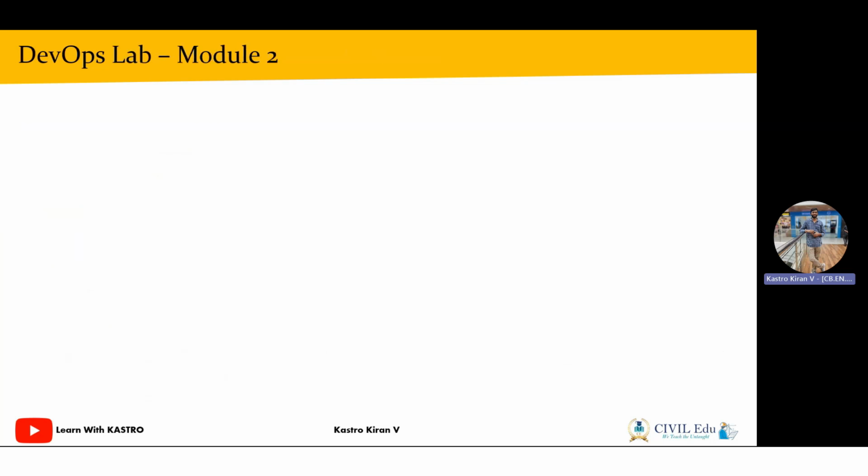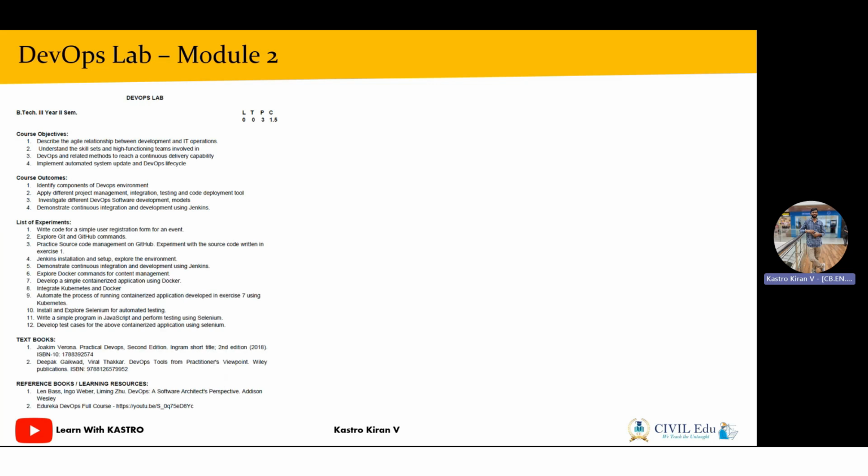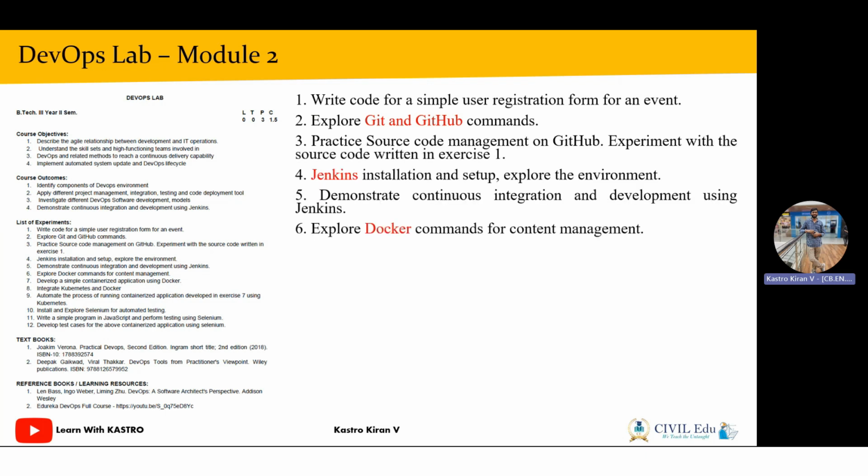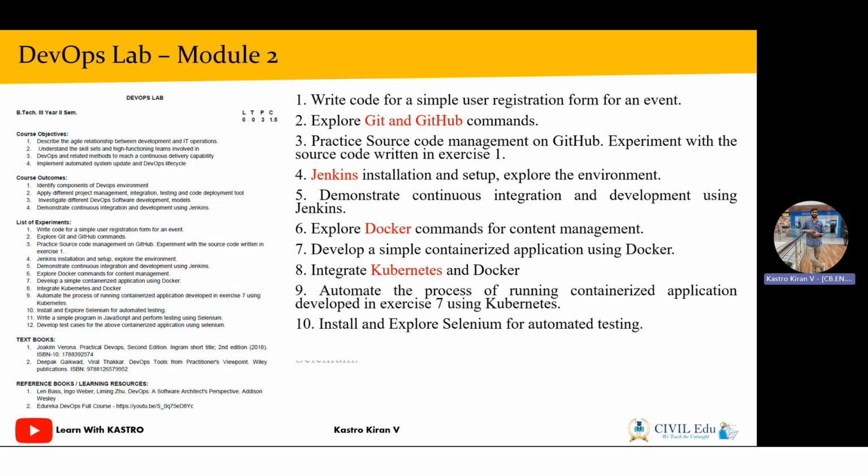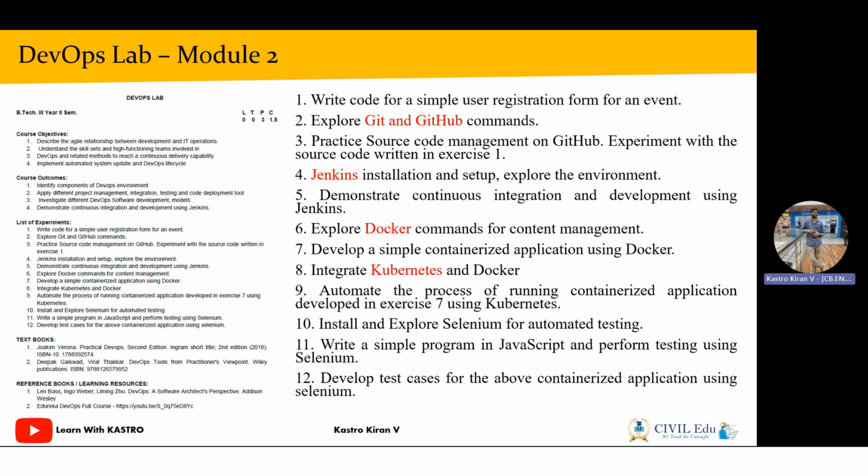And in module 2, we'll be focusing on the DevOps lab, which is provided by the JNTUH curriculum. In the curriculum, there are a total of 12 laboratory experiments that were designed. In these 12 laboratory experiments, starting from writing a simple code for user registration and moving towards Git and GitHub commands, Jenkins, Docker, and Kubernetes. So these are the different things that we are going to focus on.